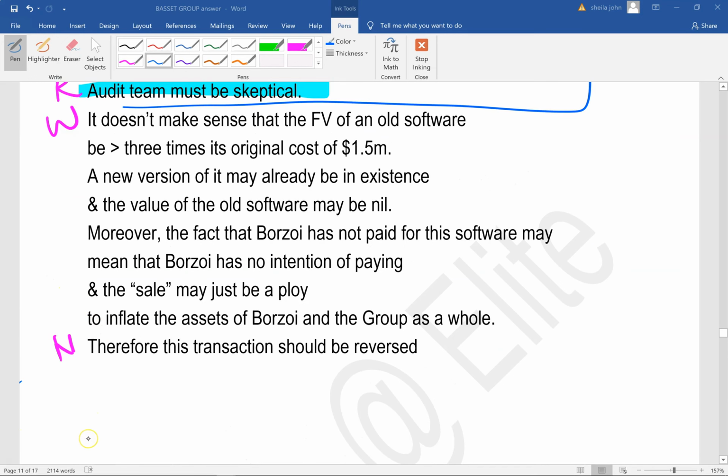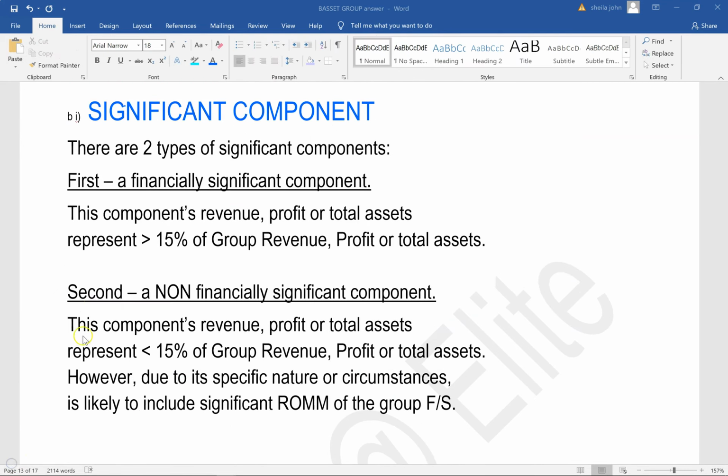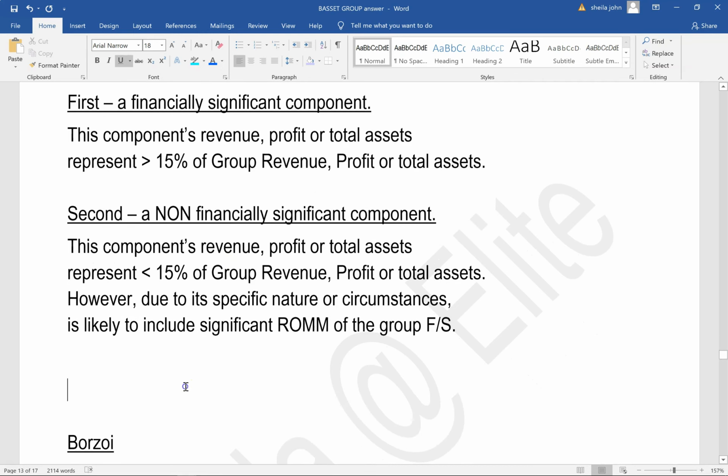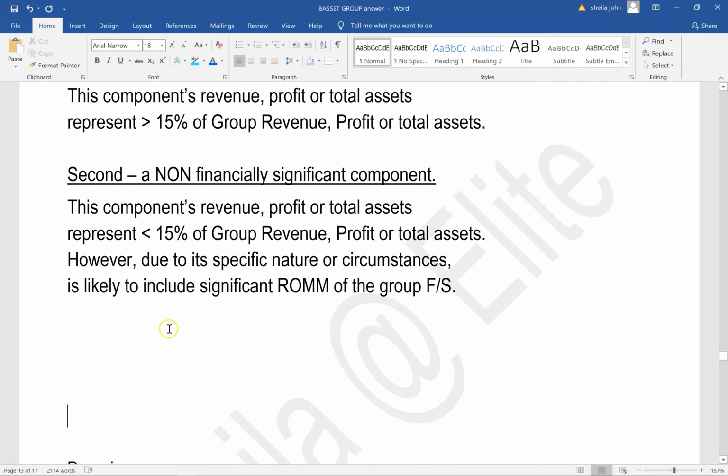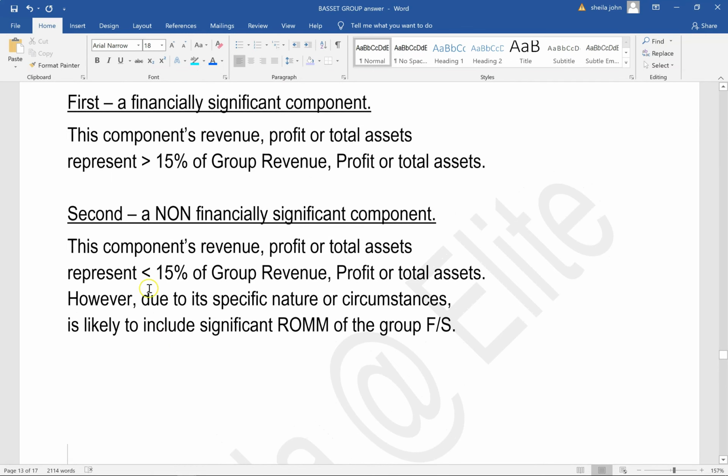Are we good? So now we've finished with the part A of the question. We're going on to part B of the question. Again, I've already done the answer for you here just to save us a little bit of time. The definition of significant components, there are two types. One is a financially significant component where the revenue, profit, and the total assets of that particular component represents more than 15% of the group revenue, profit, or total assets. And the other one is a non-financially significant. This one is where the component's revenue or profit represents less than 15%.